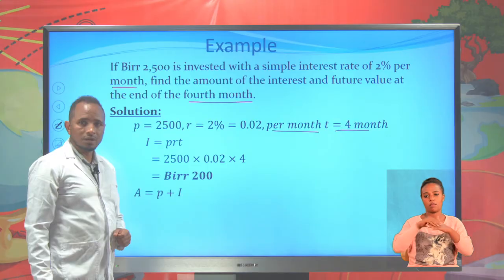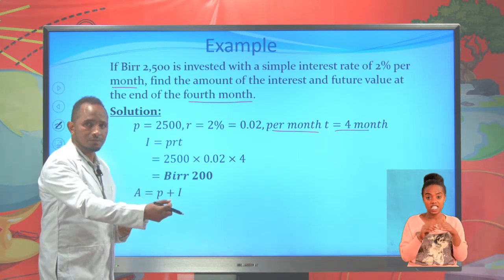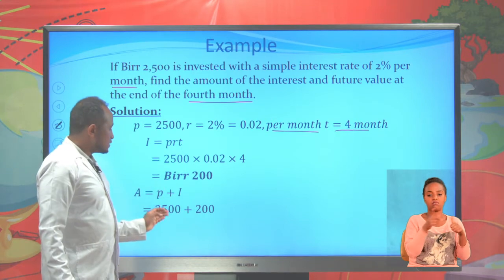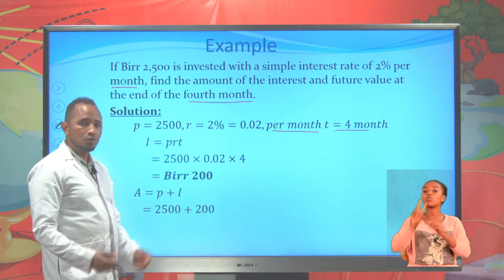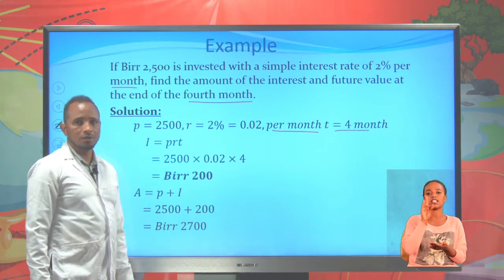So the amount is the money originally you invested plus the interest. Therefore, the money originally you invested is 2,500 and the interest is 200. Adding these two, you get 2,700 birr. This is the amount.